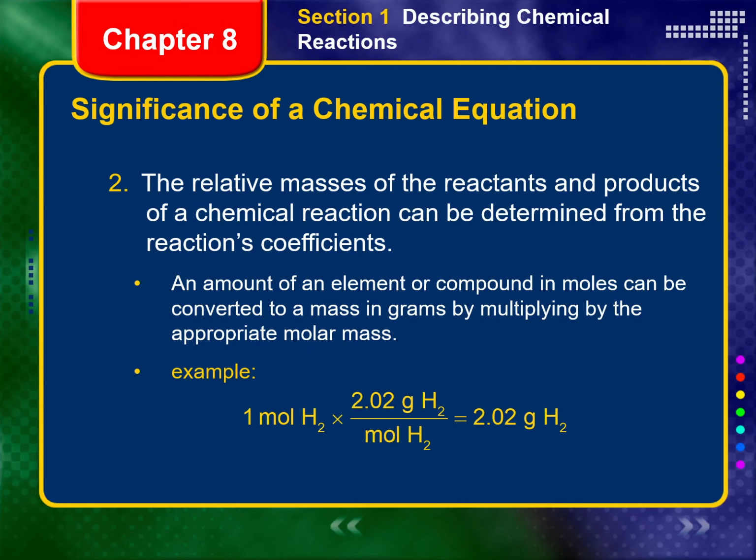2. The relative masses of the reactants and products of a chemical reaction can be determined from the reaction's coefficients. Recall that the amount of an element or compound in moles can be converted to a mass in grams by multiplying by the appropriate molar mass. We know that 1 mole of hydrogen reacts with 1 mole of chlorine to yield 2 moles of hydrogen chloride. The relative masses of the reactants and products are calculated as is shown on the screen here. The chemical equation shows that 2.02 grams of hydrogen will react with 70.90 grams of chlorine to yield 72.92 grams of hydrogen chloride.